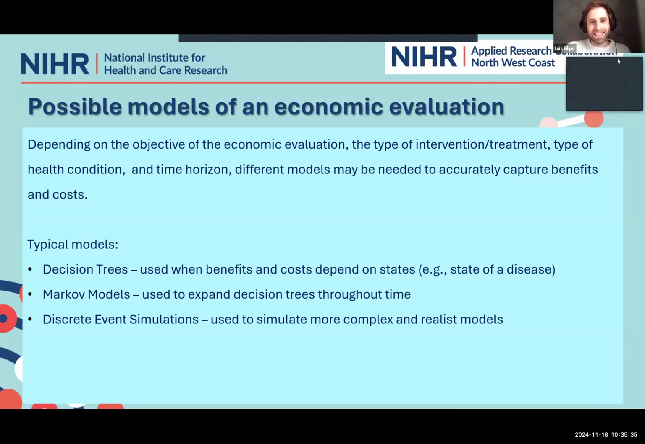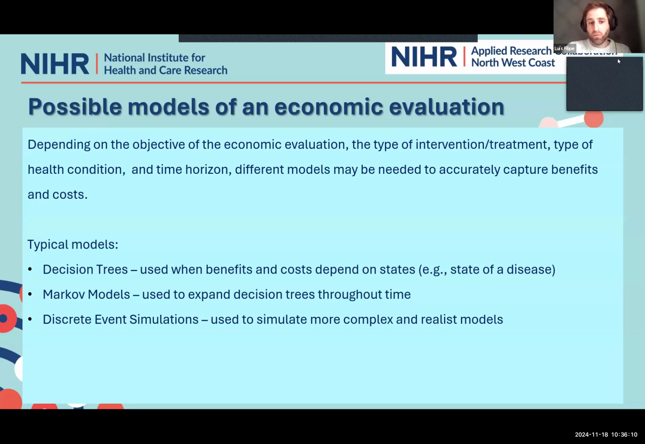So, okay, there are possible models to do an economic evaluation, and the ones that you are going to find are going to be these three: decision trees, Markov models, and discrete event simulations. So they are basically going to depend on your needs. They are going to depend on the type of intervention, treatment, the type of health condition, the time horizon that you believe is suitable to be modeled, and that's basically it.